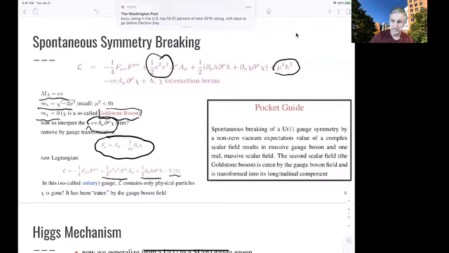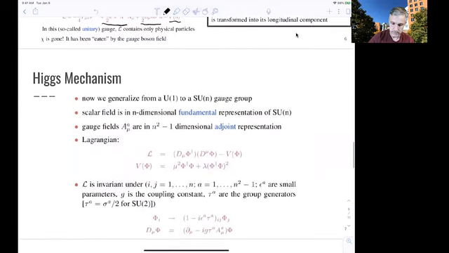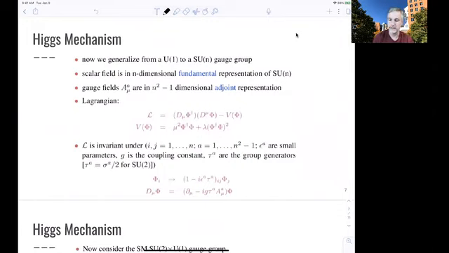All right, that was a simplified toy model. Let's look at the standard model. Now we have to generalize from U1 to SU2 or SUN gauge groups. The scalar field is now an n-dimensional fundamental representation of that group. For the standard model, that would be SU2. The gauge fields are n squared minus 1 dimensional adjoint representations, like our photon, for example, or our unmixed W boson field.